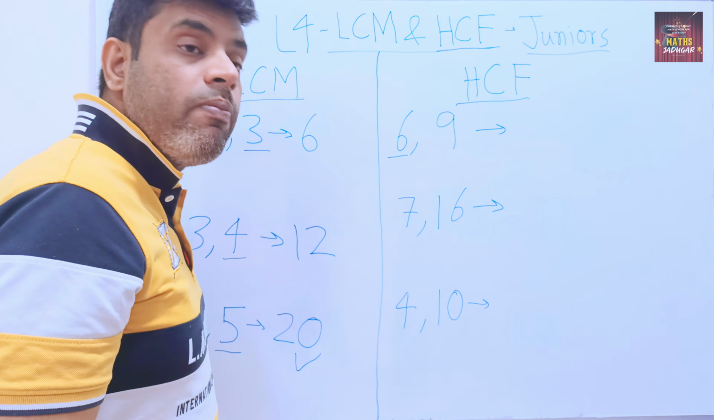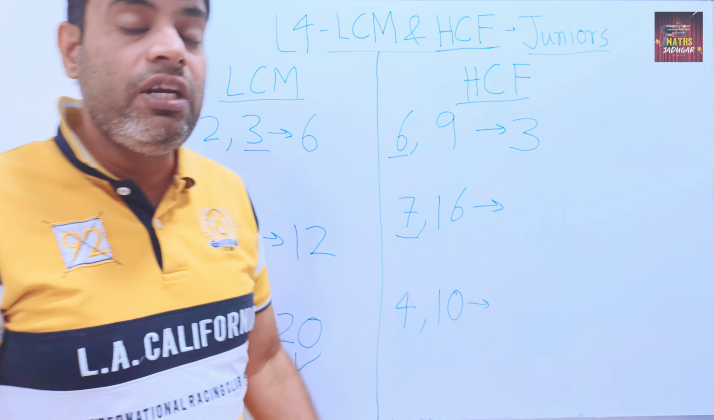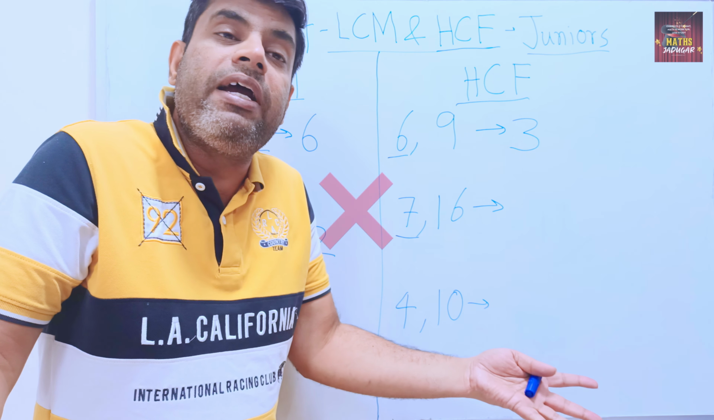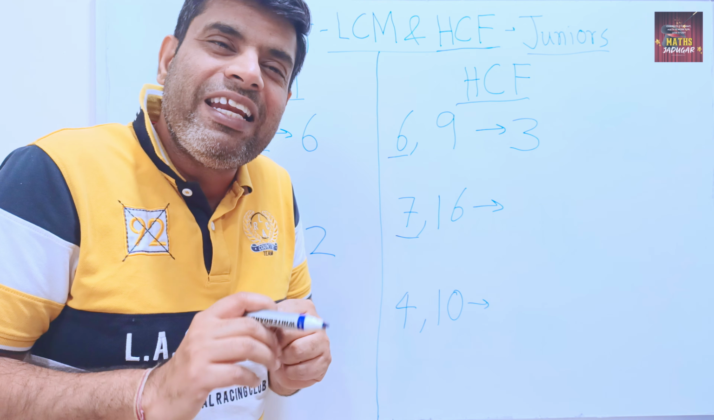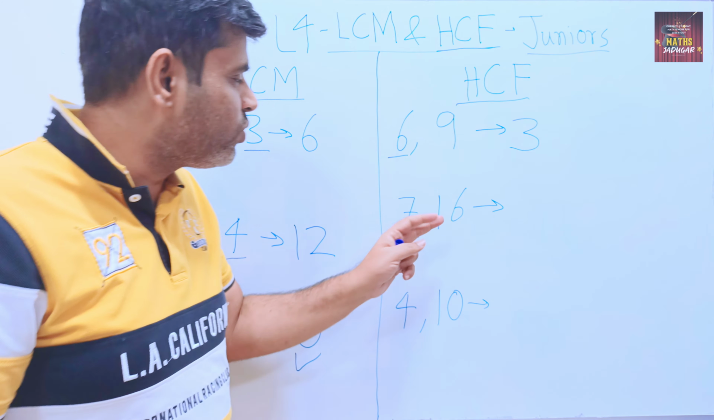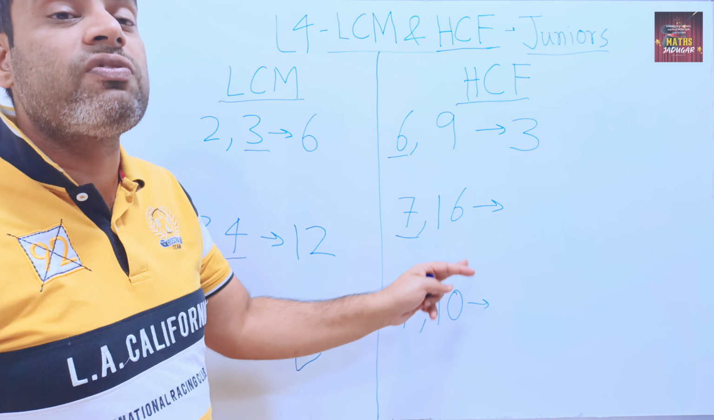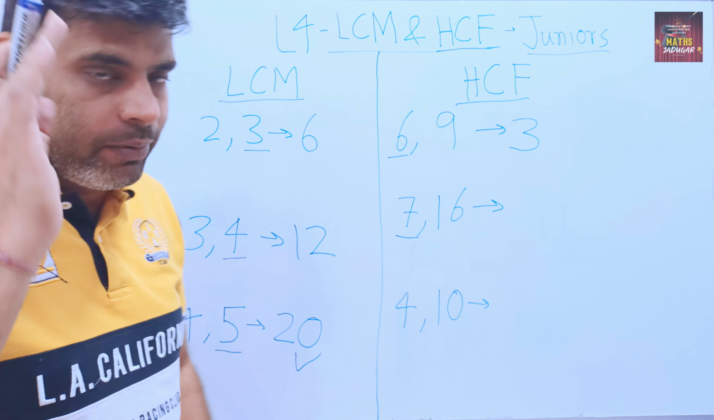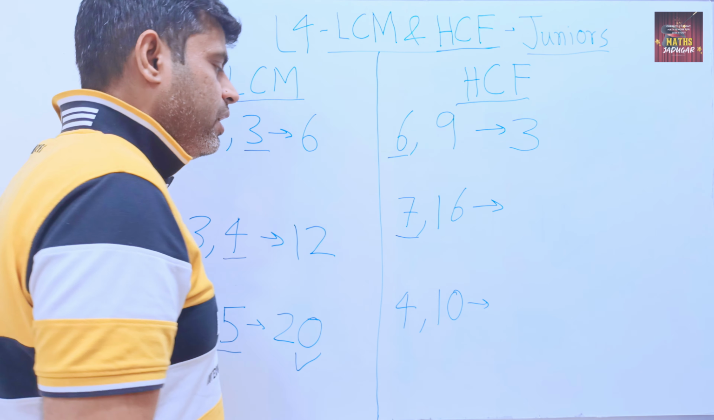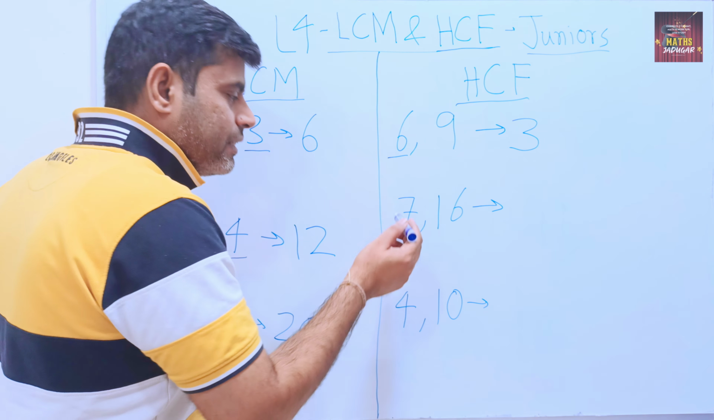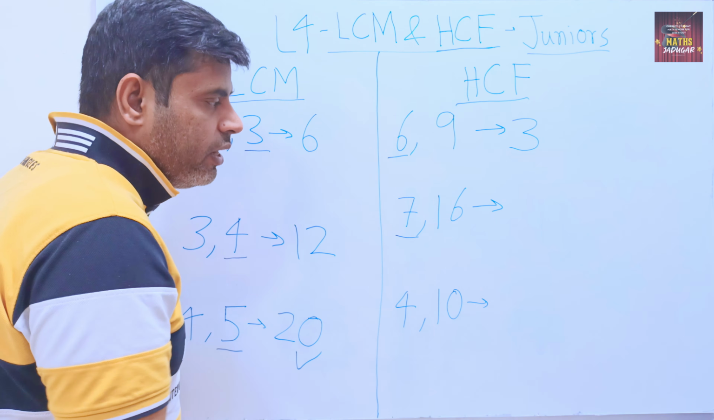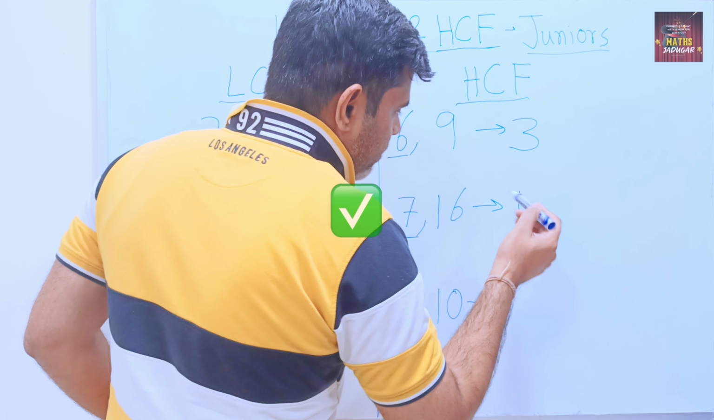Same way with 7 and 16. Have a look at 7. 7 is a prime number, so the question becomes very easy. Is 7 a factor of 16? Of course not, because 7 multiplied by 2 is 14 and 7 multiplied by 3 is 21. So 16 is not a multiple of 7 and 7 is not a factor of 16. Both things are the same. If you know the concept, you will understand what I am saying. So 7 is not the answer. It's a prime number, so the next factor is 1 only. And 1 is a factor of every number. So 1 is the answer here.